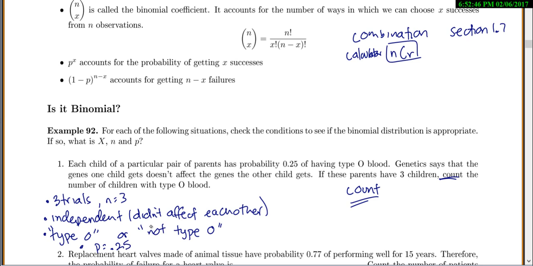So that fits all 4 criteria. We know in advance that there's 3 trials. They were independent. It's a success or failure. It's really only 2 options. And we had our probability of success is 0.25. And so this would be binomial. And N equals 3, and P equals 0.25.